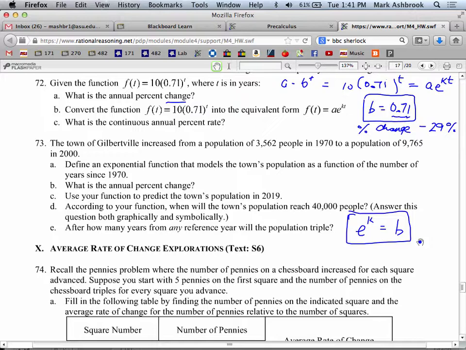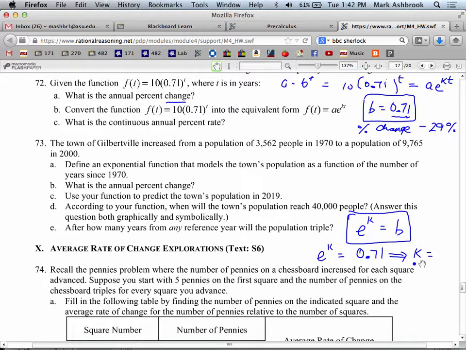So we know our b. What is our b? 0.71, and with it we can find k. So how in the world are we going to get this value of k? Natural log. Because natural logs are what? What is a natural log? If we want an exponent, we're going to write it as a log.